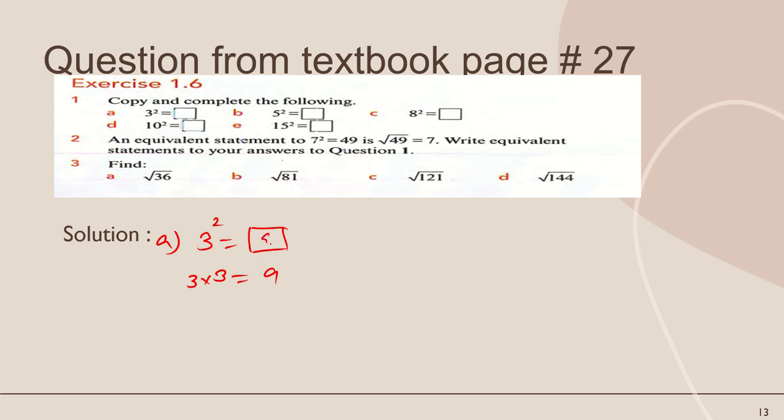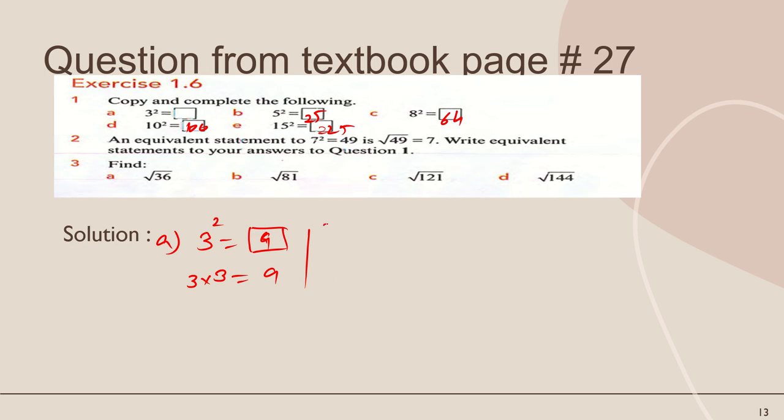Same as the square of 5 is equal to 25, the square of 8 is equal to 64. And 10: the square of 10 is 100, the square of 15 is 225, 15 times 15, okay, 225. So these are the solutions of question 1, all parts.